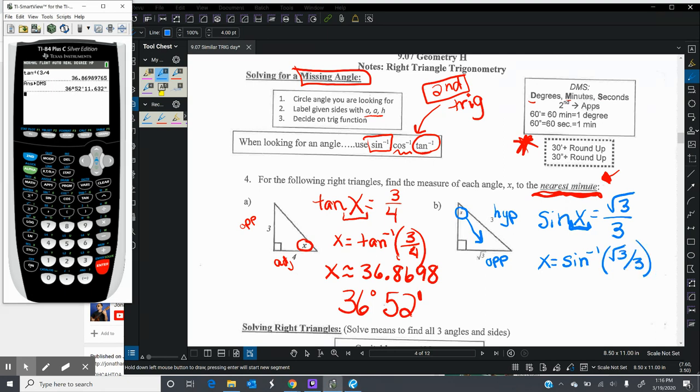So going into the calculator, we hit our second button to get the negative 1. Square root of 3, and make sure you come out of your radical before you divide by 3.